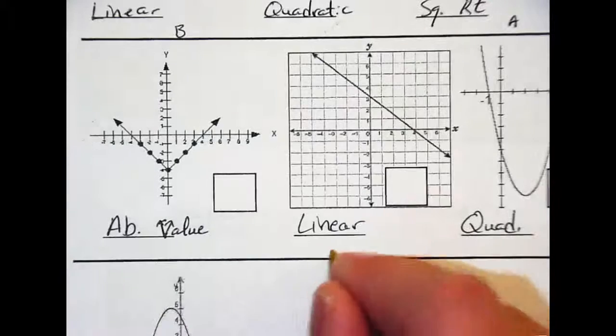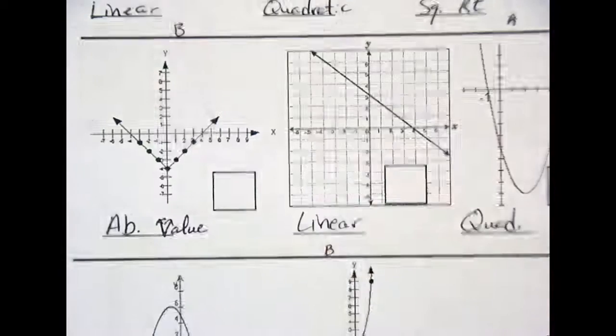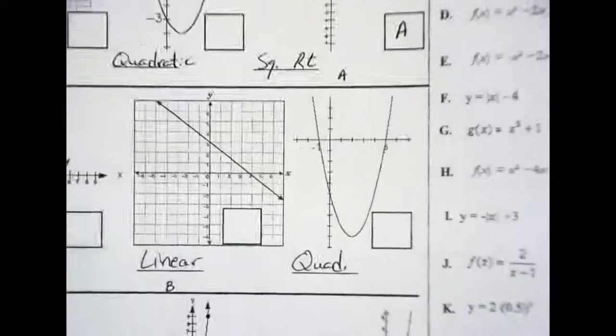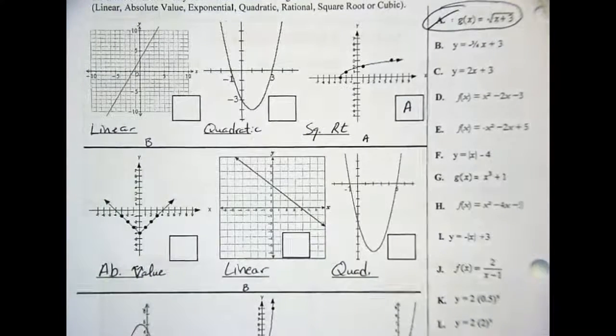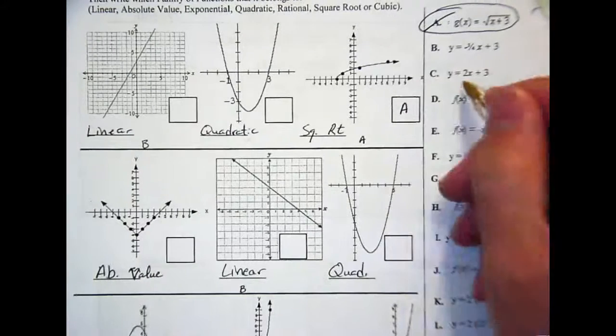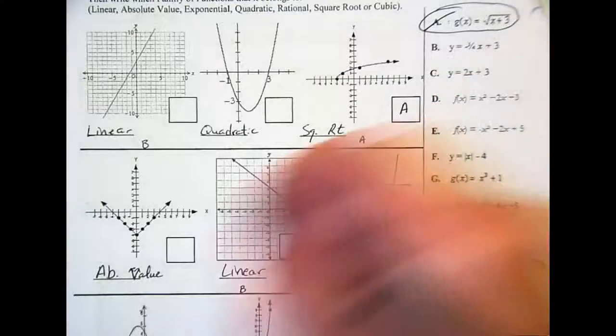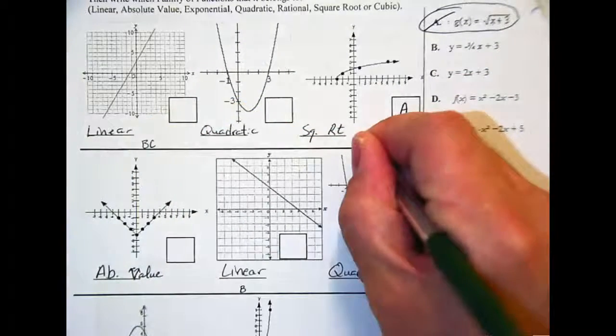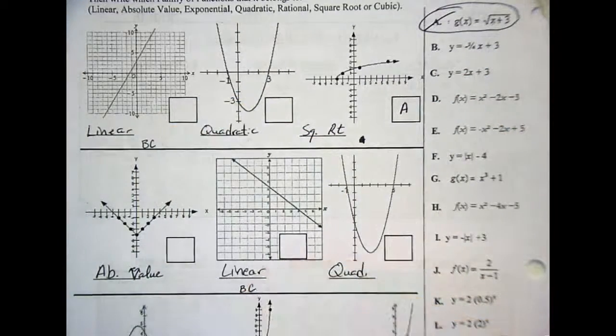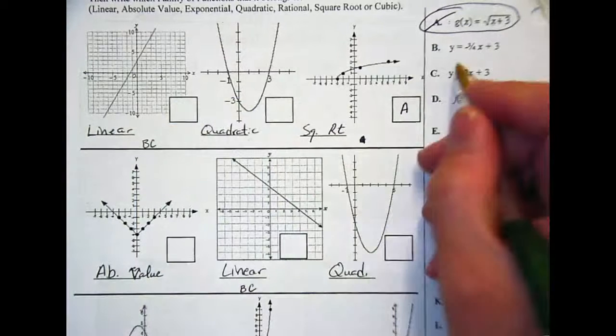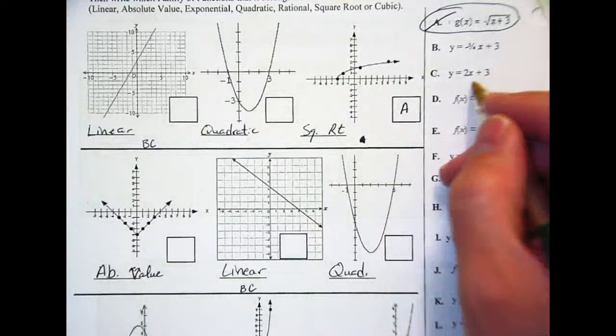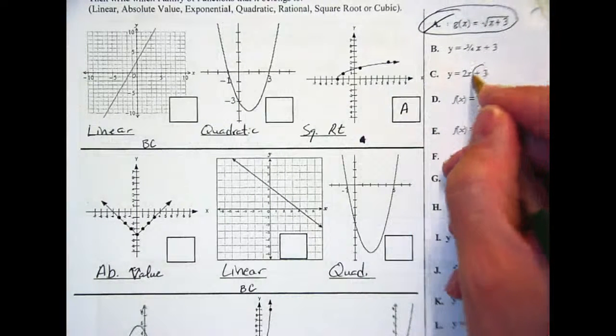Okay, nothing else on the top row. Second row, this one could possibly be B. Any others? No others. Okay. Which other one is linear? What letter? C? Yeah, C. So we either have B or we have C. One says negative 3/4 x plus 3 and one says 2x plus 3. They both have a plus 3.